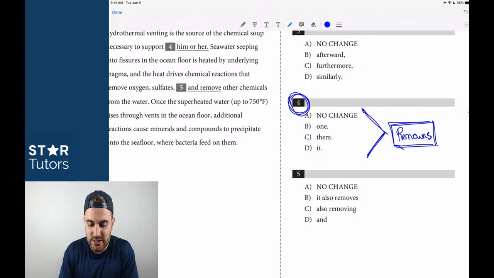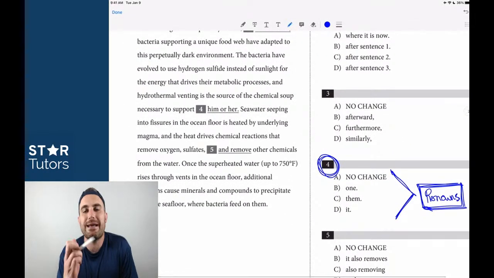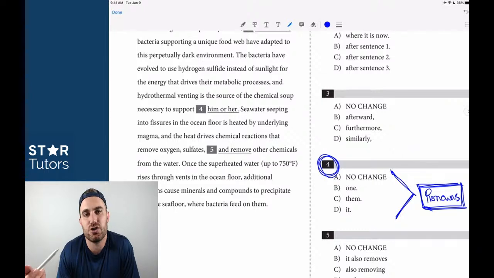So we're asking ourselves, these are all pronouns, so now what noun is being replaced? Because that's the only rule of a pronoun. It replaces a noun somewhere earlier in the text.